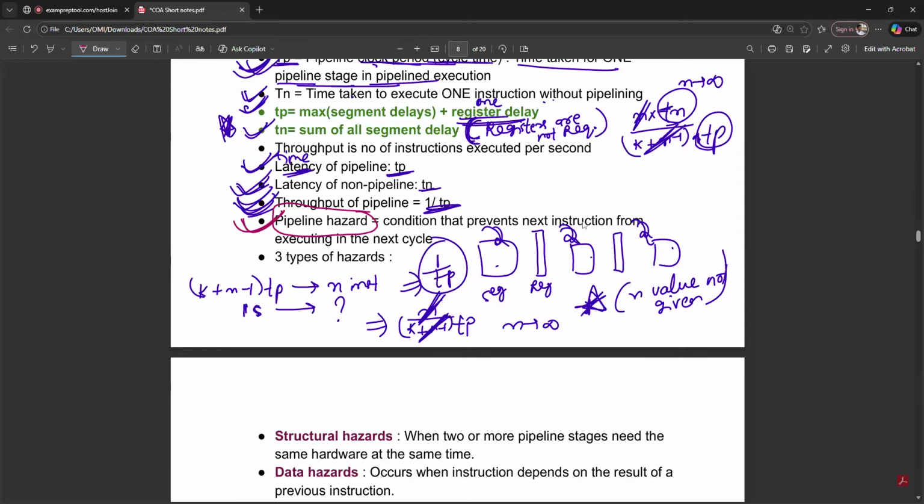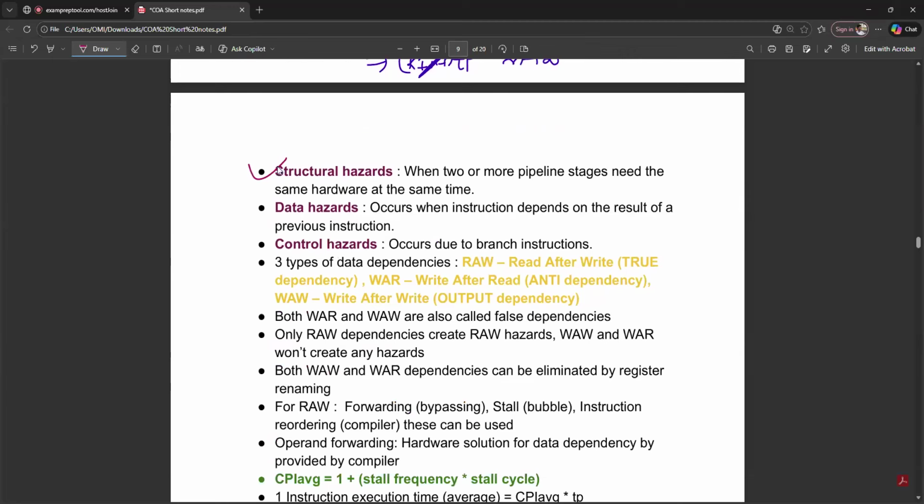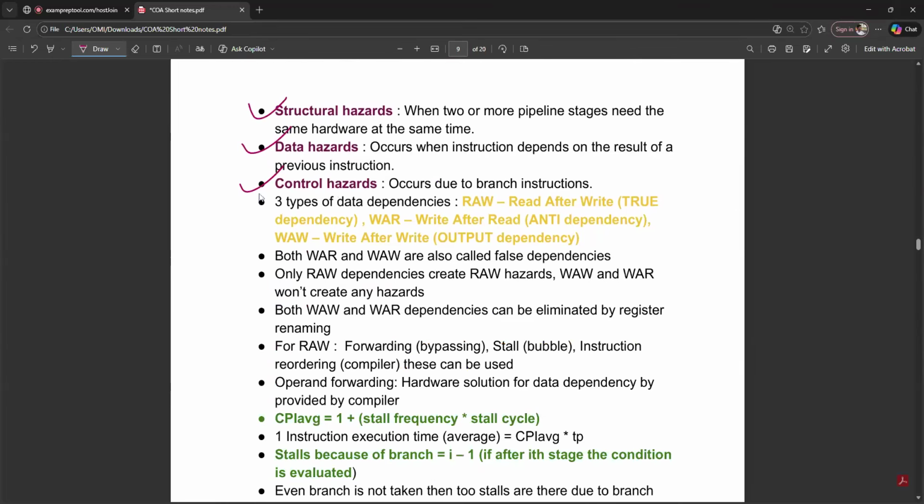A hazard is a condition that prevents the next instruction from executing in the next cycle. There might be different kinds of conditions that do this. There are three types of hazards: structural hazard, data hazard, and control hazard. So what is a structural hazard? It is when two or more pipeline stages need the same hardware at the same time.